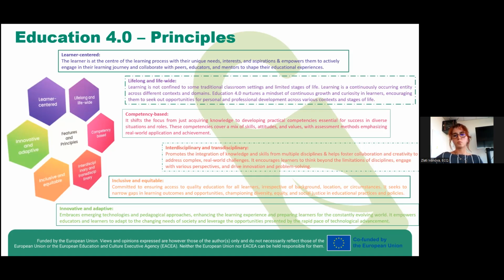So it doesn't focus on just one, but it tries to foster collaboration and creativity in a complex system of knowledge. It's inclusive and equitable, which means that it tries to ensure that everyone has access and everyone, regardless of background or location, can actually use it and thrive thanks to it. And it's innovative and adaptive, meaning that it uses tools, it uses the internet, it's constantly on the verge of changing, and it actually follows the rapid transformation and technological advancement.